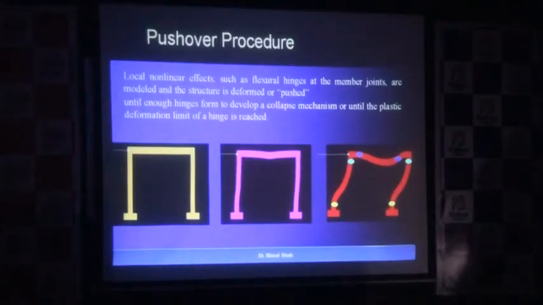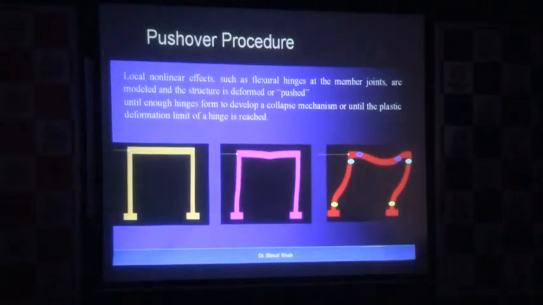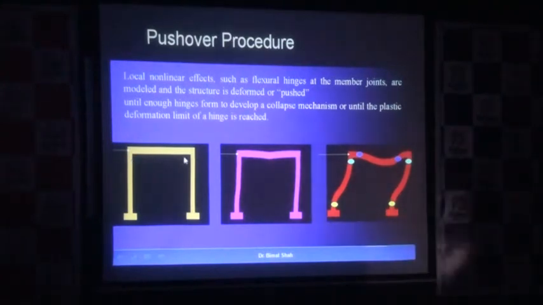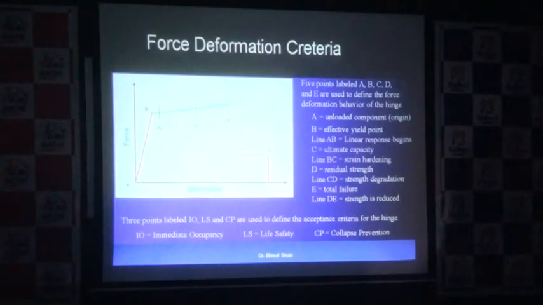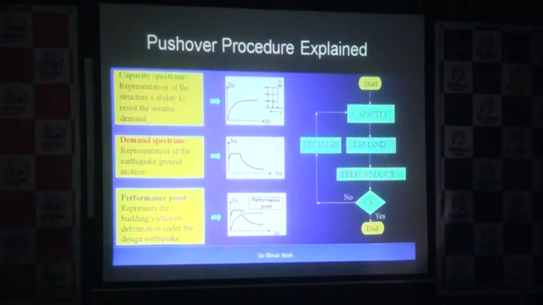Okay, so in the pushover procedure, we have defined certain hinges. Even before we apply the load, we are going to have hinges defined in the columns as well as in the beams at the two ends, where the maximum stresses are likely to occur. Those stresses are continuously monitored, and finally the state in which each hinge occurs will tell you. This is what you call your force deformation criteria. I will not explain further on that.